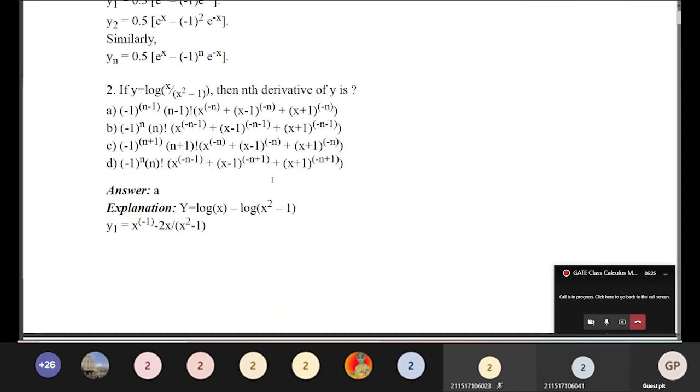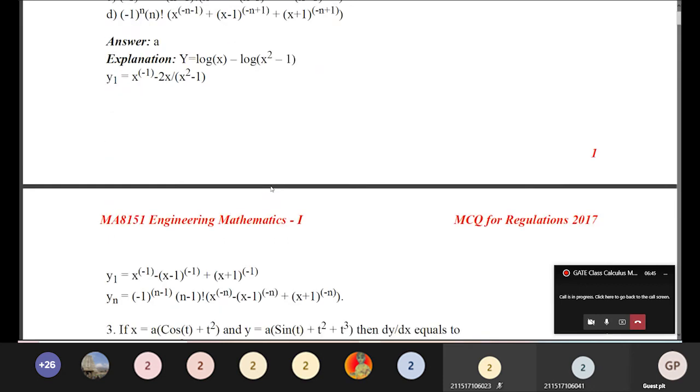Second problem, very similar to that. If y equal to log of x by x square minus 1, then the nth derivative of y is. This problem is very similar to the first problem. You can do this problem yourself. The answer is option A.